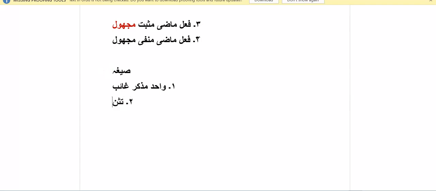Similarly, when we say tasniya muzakkar ghaib, it means two male third person. Jama muzakkar ghaib, more than two male third person. Wahid muannas ghaib, one female third person. Tasniya muannas ghaib, two female third person. Jama muannas ghaib, more than two female third person.